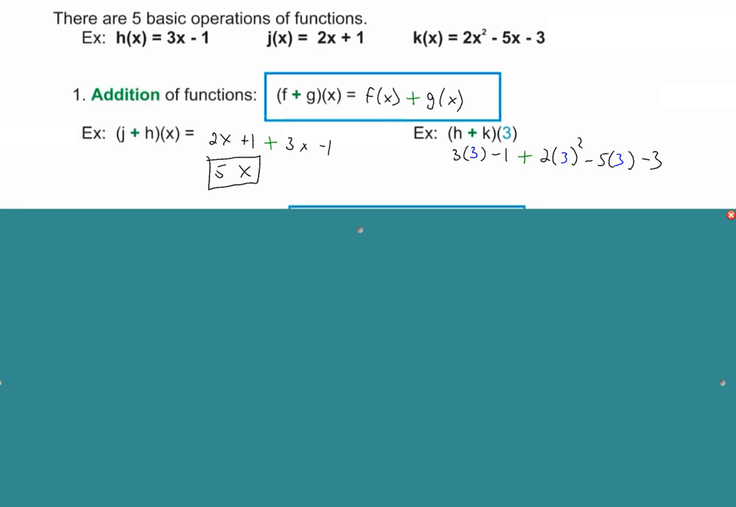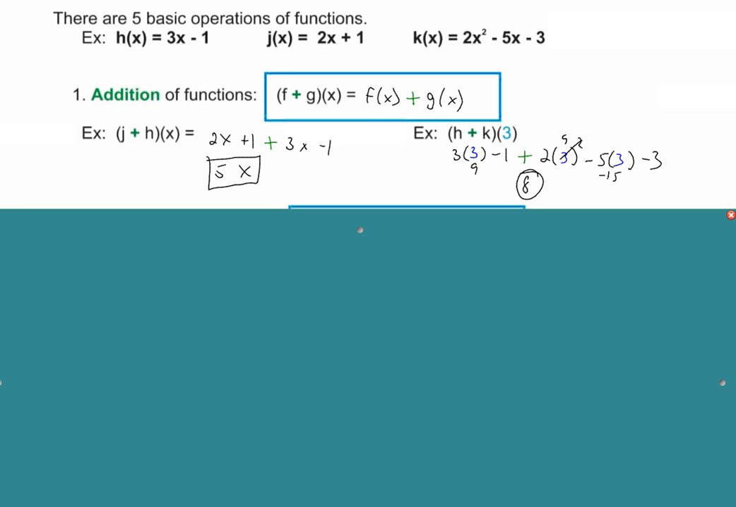Okay, so this is a 9. This is a 9, which is going to end up being 18. That's a -15, right? And a -3. So 9 minus 1 is 8. 8 times 8 plus 18 is 26. Minus 15 is 11. 11 minus 3 is 8. So h plus k of 3 is 8. And that's how you do those.